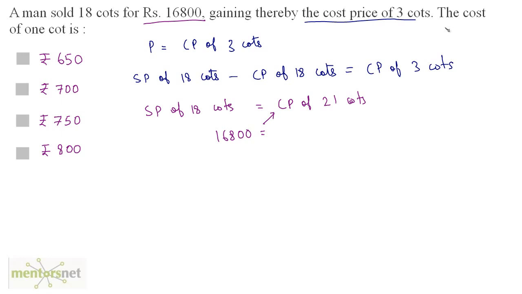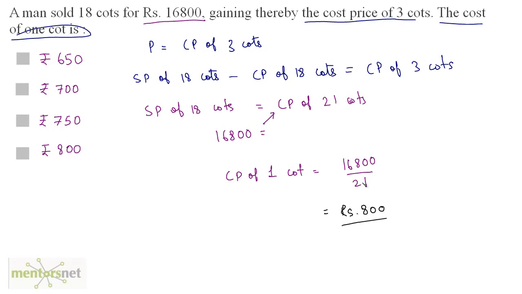Now what is asked? What is the cost price of 1 cot? Well, the cost price of 21 cots is 16,800. So cost price of 1 cot will be equal to 16,800 divided by 21, and that is equal to rupees 800. 16,800 divided by 21 will give you 800. So the answer is option D.